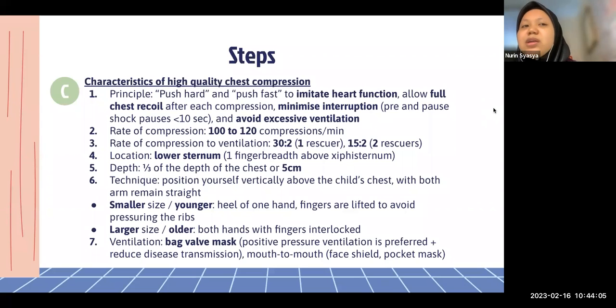And then the location must be at the lowest sternum, in which first you may locate the xiphisternum. And then one finger breadth above the xiphisternum, that is where you want to push to do the chest compression. And then the depth must be one third of the depth of the chest, or 5 centimeters. And then the technique is according to the size or the age of the patient.